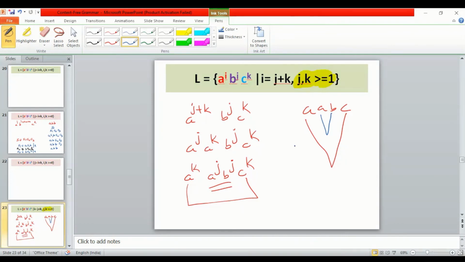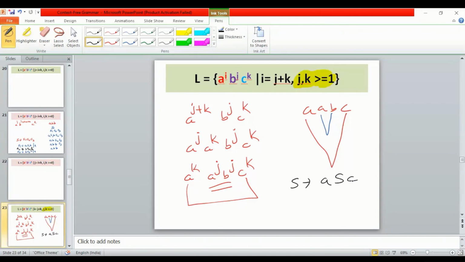Then it will be I is equal to J plus K. So now, first we'll generate A and C. We'll generate A and C. For that we'll write from S, I will get A S C. It is a recursive rule, so I can generate and apply that rule any number of times.